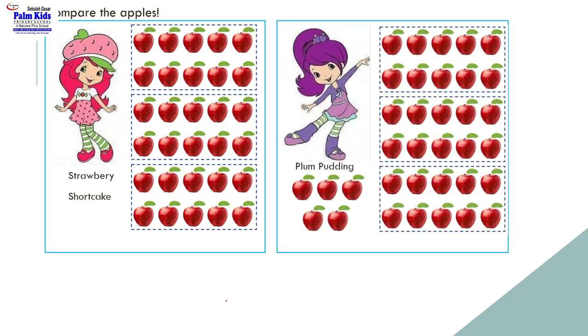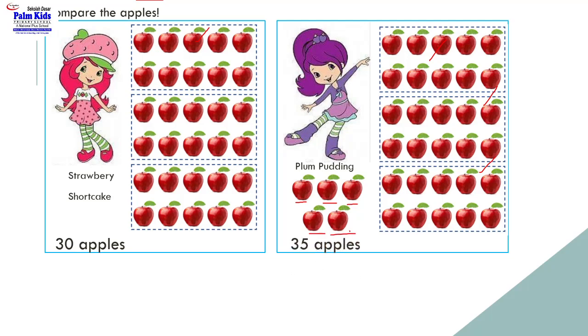Okay, now we go to the last problem. Compare the apples. We have a girl named Strawberry Shortcake, and we have another girl named Plum Pudding. We're going to compare how many more and how many fewer. First, we count the apples. Strawberry has 30 apples. And then Plum Pudding has 10, 20, 30, 31, 32, 33, 34, 35.